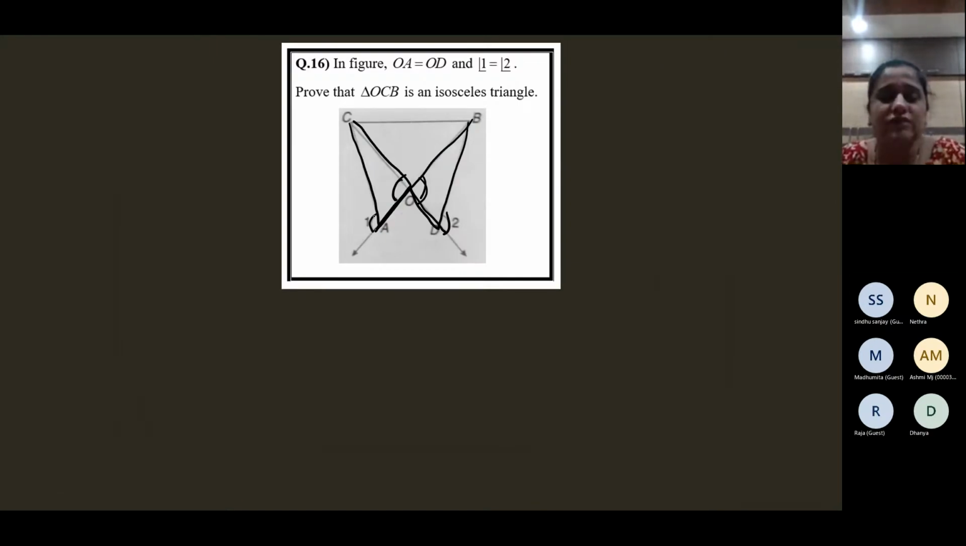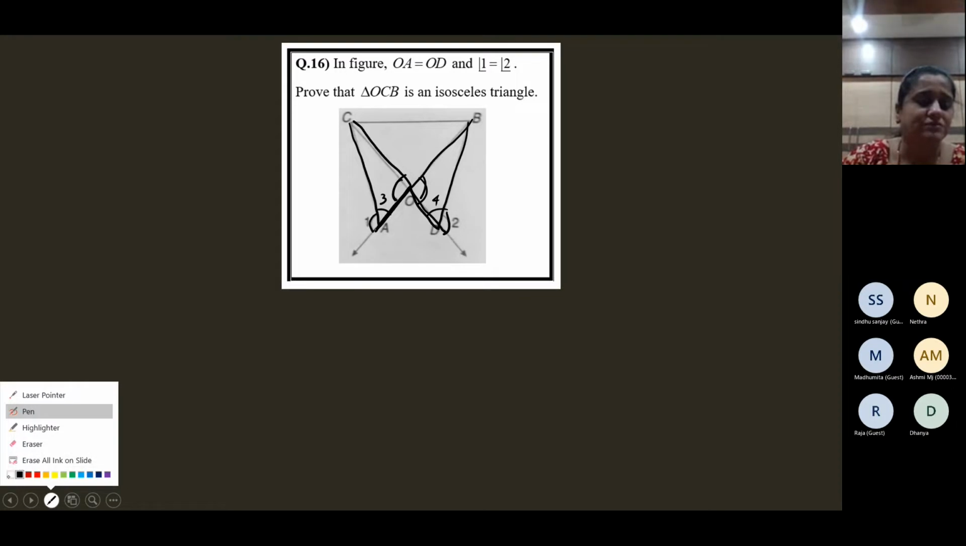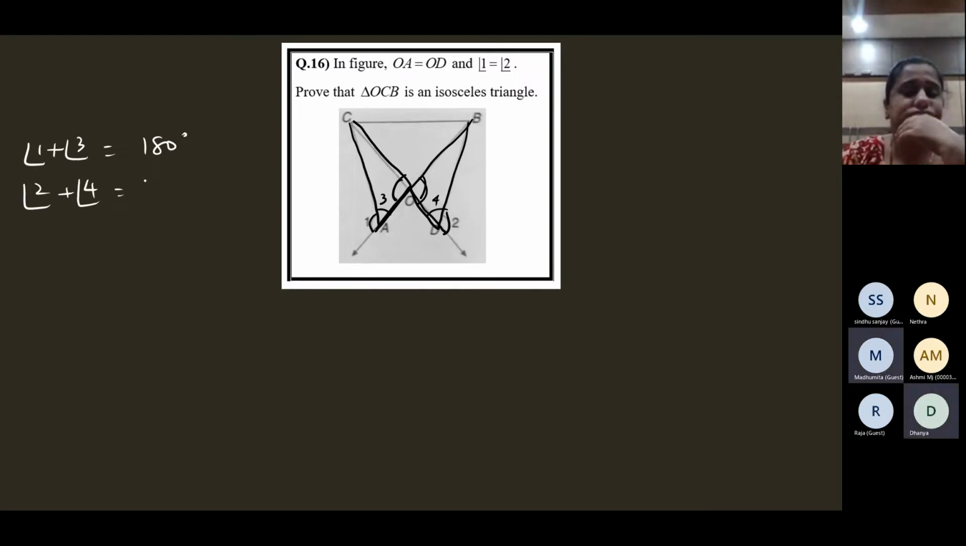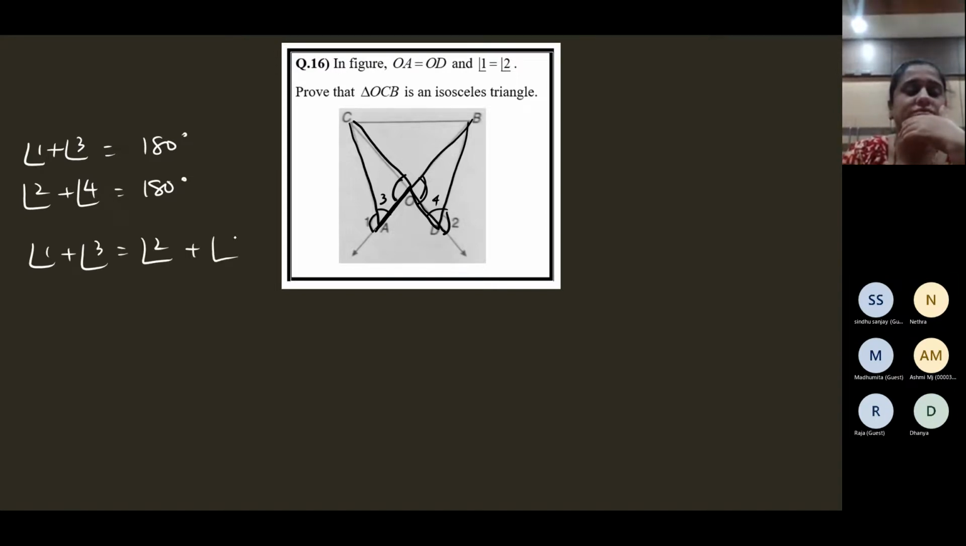All right, children. So if I call this one 3 and 4, what is angle 1 plus 3, children? 180 degrees, ma'am. Sorry, what is angle 2 plus 4? 180 degrees. So that means angle 1 plus angle 3 is equal to angle 2 plus 4, right?